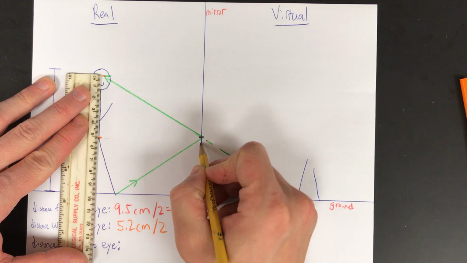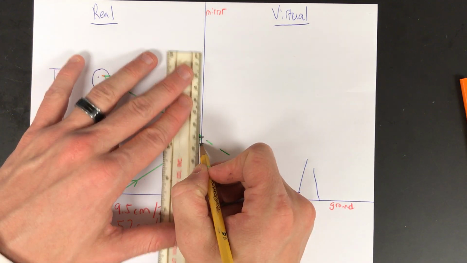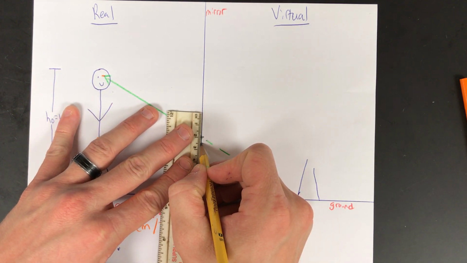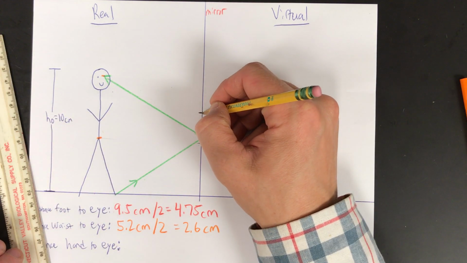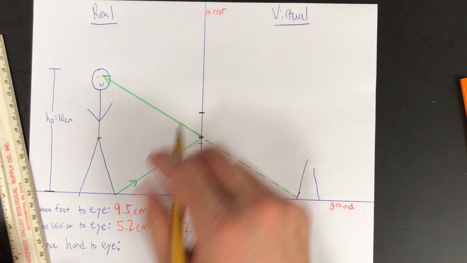So I'm just going to go over here. This is about waist level. I'm going to measure 2.6 centimeters up from that. And there you go. That's half the distance from the waist to the eye. Make sure that's exactly halfway using your ruler.